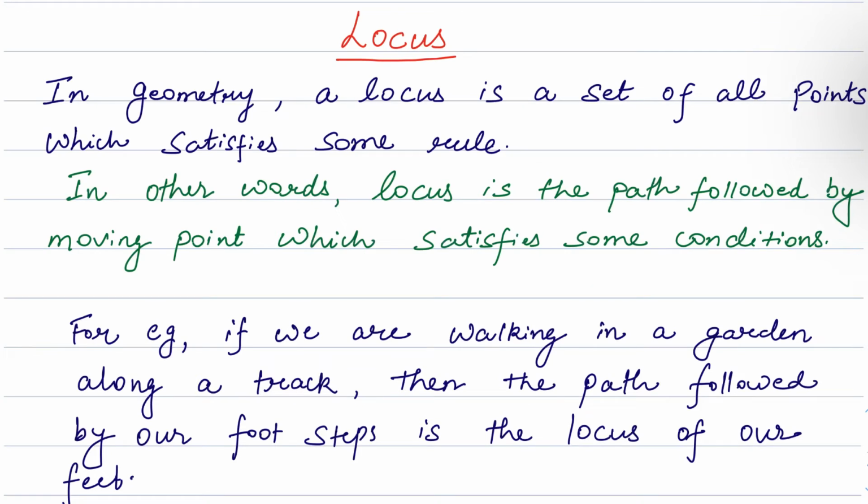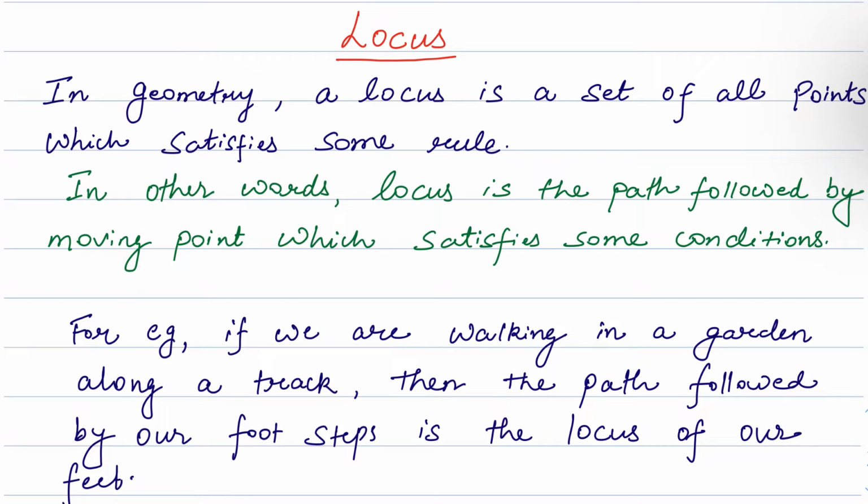Today I am going to discuss locus and will demonstrate it using GeoGebra. First of all, we will look at the definition of locus. In geometry, locus is nothing but the set of all points which satisfy some condition. In other words, locus is nothing but the path followed by a moving point which satisfies some conditions.